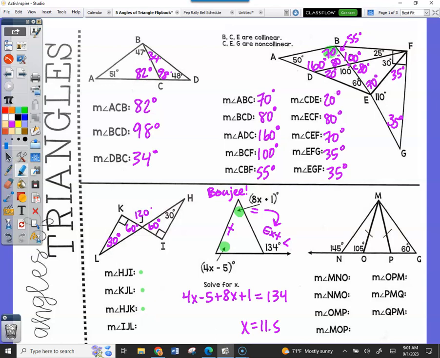Then we got IJL. I to J to L, which is another exterior angle, but you could use the vertical from the 120. So it'd be 120.